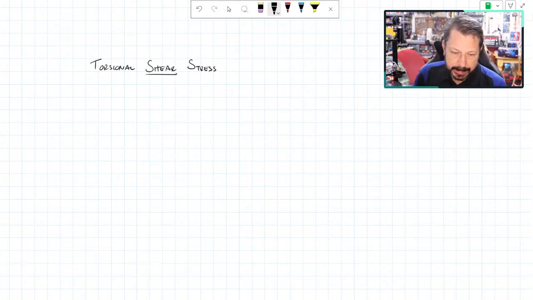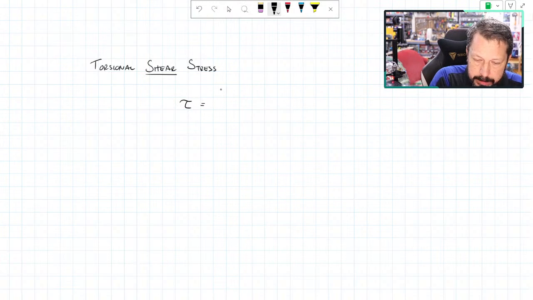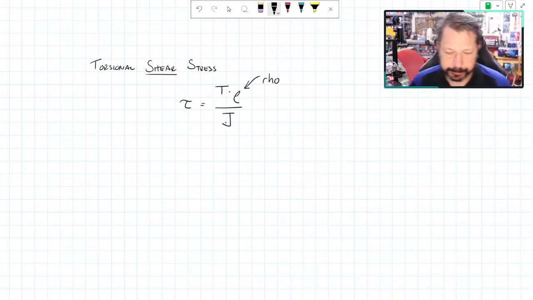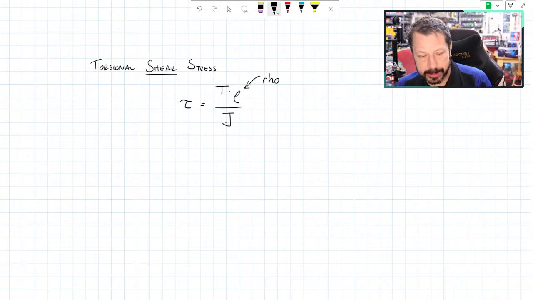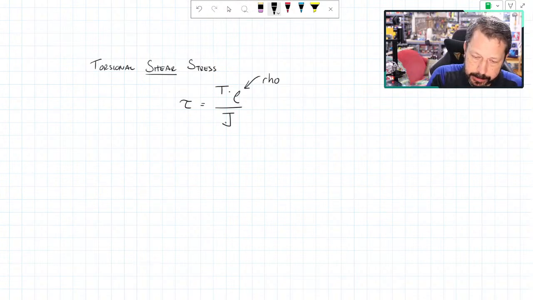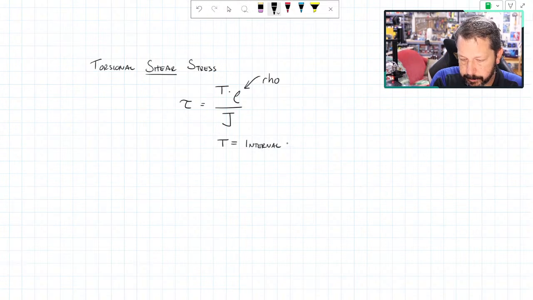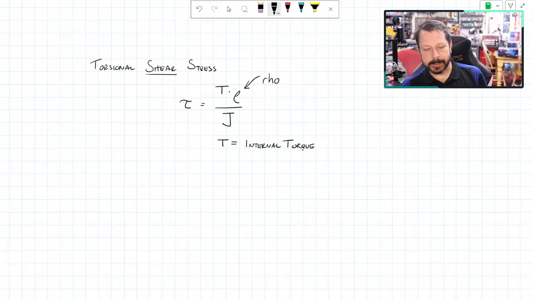All right. So our equation that we'll use is pretty straightforward. It will be tau, because it's a shear stress, and it's going to equal T times rho, that's my version of rho, over J. So we've got some variables to define in order to deal with all this stuff. All right, so T is the internal torque. So that one's pretty obvious, T, torque.